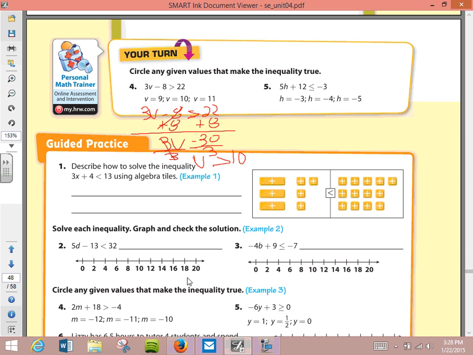It says V is greater than 10. Not equal to, greater than 10. So this one will not work because it's less than 10. This one is 10, so that wouldn't work. That one is the only one that is greater than 10. That's why it matters. You're going to have one of those in the test. The next one, Madison.